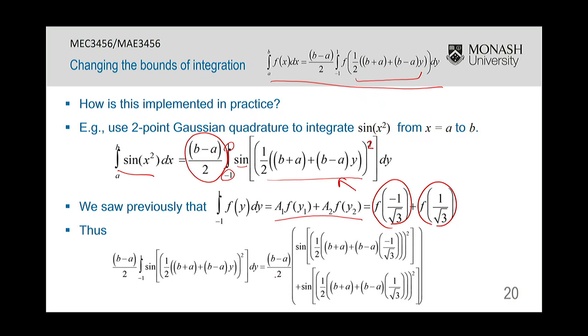So this then is equal to (b minus a)/2 multiplied by sine of all of this stuff here, with y evaluated at minus 1 on root 3, squared, plus sine of all that stuff there, with y at 1 on root 3. Those are the two quadrature points for two-point quadrature.